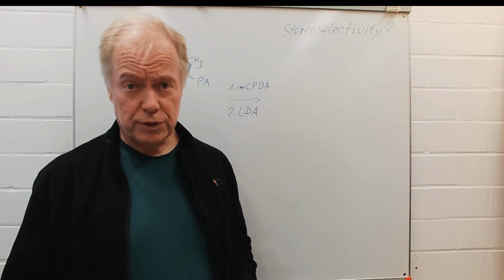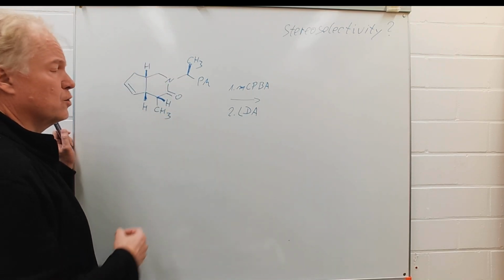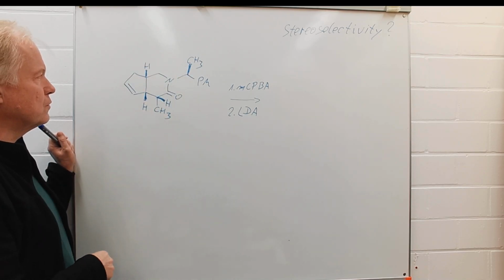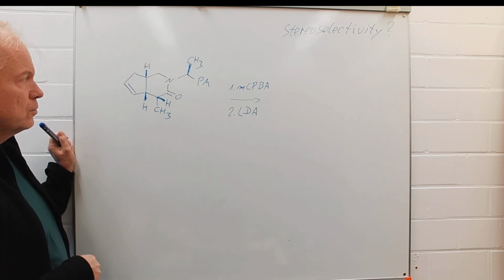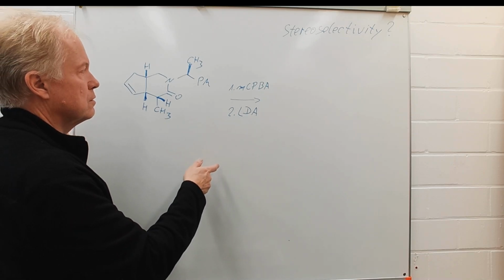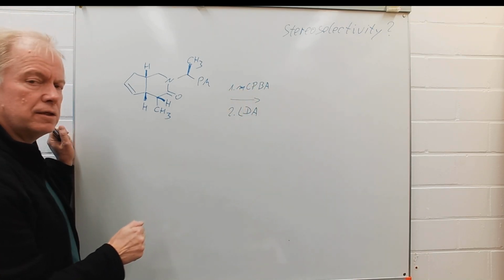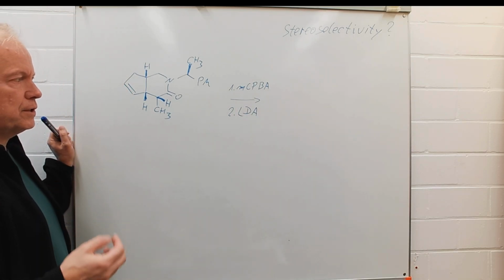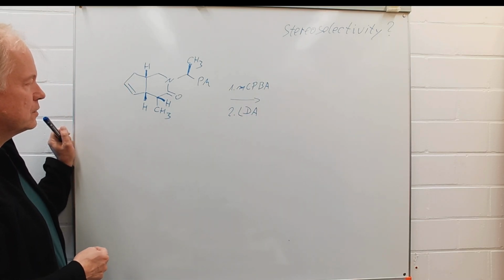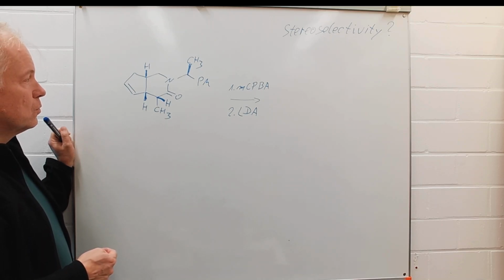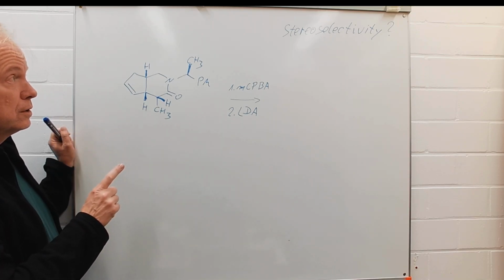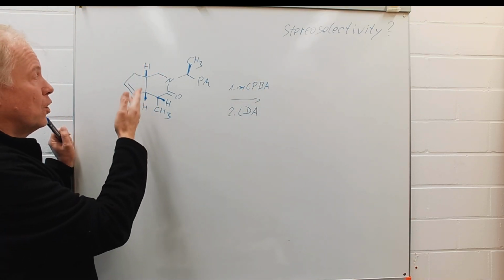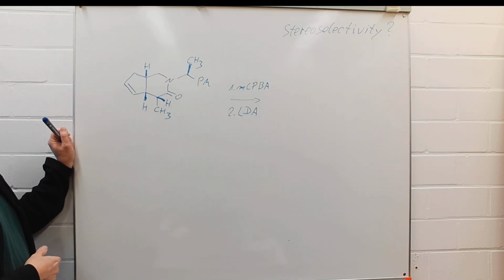In today's chemistry riddle, we have a rather complicated looking starting material because of all those stereogenic centers. And this molecule will be treated with MCPBA in the first step, and in the second step with LDA, a sterically hindered base. Well, we should pay attention to the stereoselectivity of the process anticipated.